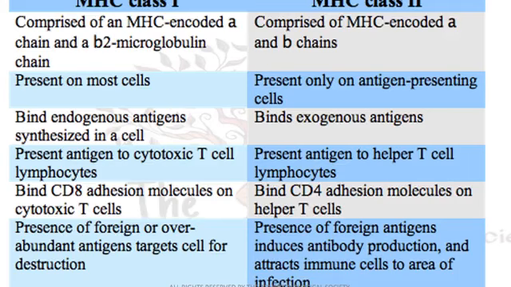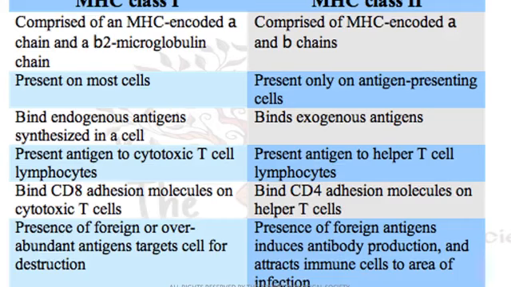Now these MHCs, or the major histocompatibility factors, are the ones which hold the antigenic fragments to the T cell receptors. They are divided into two classes, class 1 and class 2. Class 1 is comprised of an MHC encoded chain and a beta 2 microglobulin chain, and class 2 comprises an alpha and beta chain. That means a pair of alpha and a pair of beta chains are present in class 2. But in class 1, what is present are 3 alpha chains, that is alpha 1, alpha 2, alpha 3, and the beta microglobulin chain.